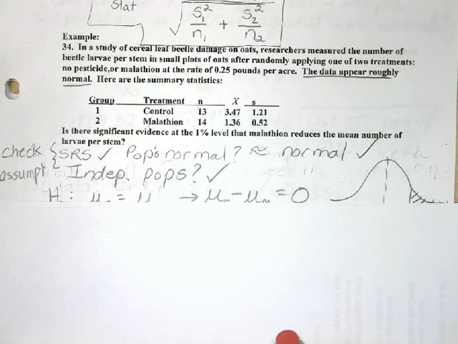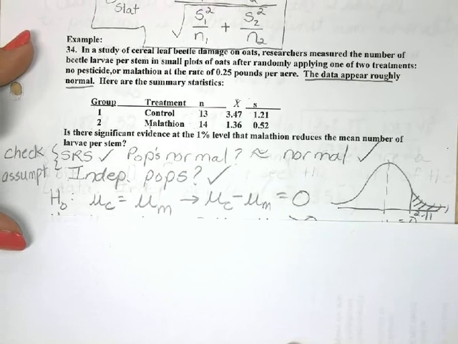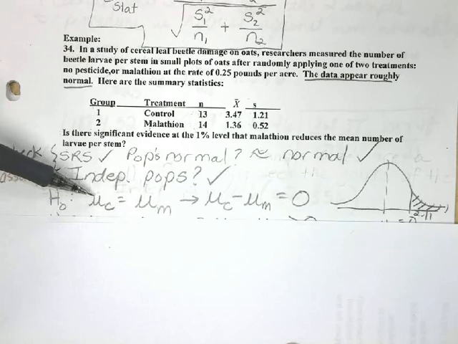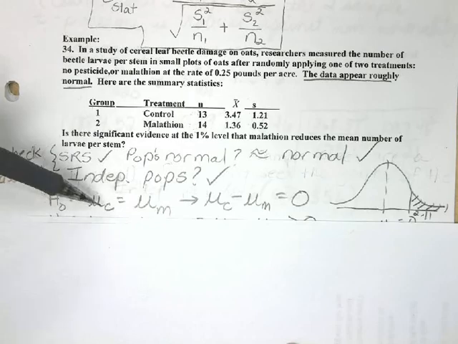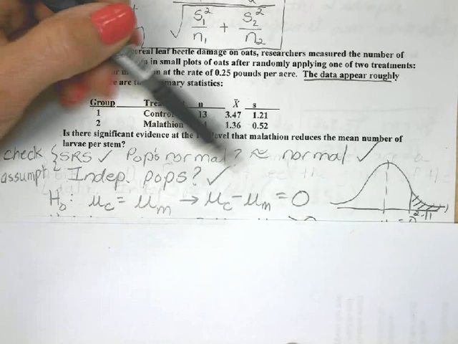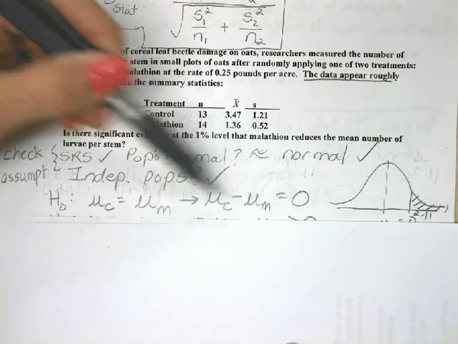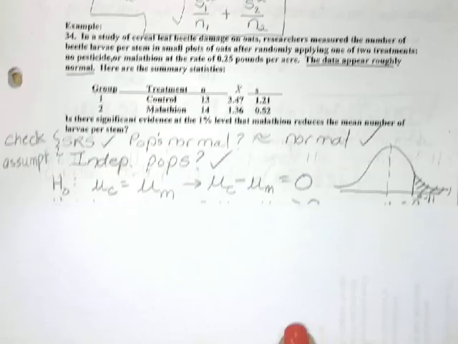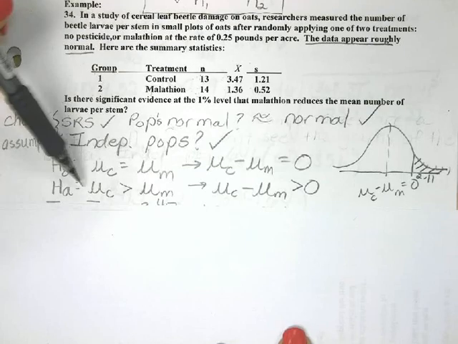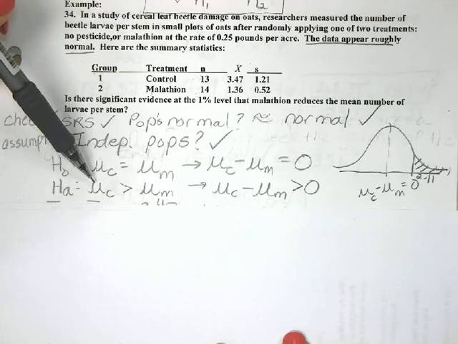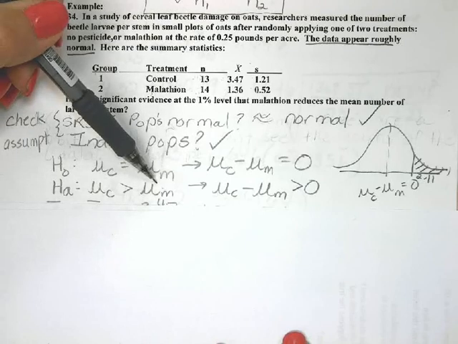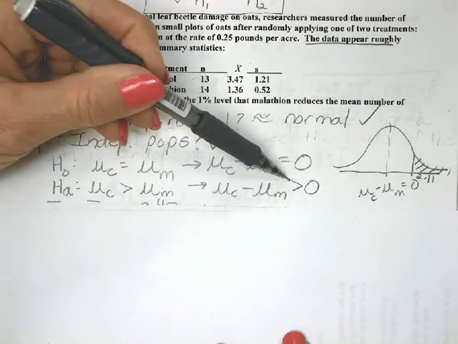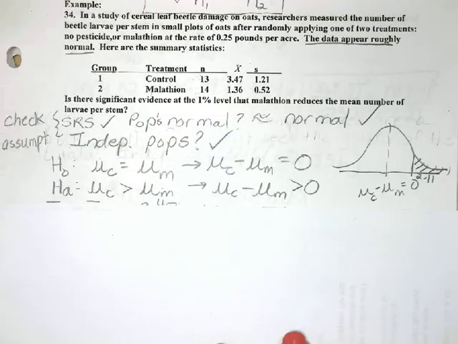So we're going to start out, and we're going to assume that the number of larvae for the control group and the malathion group are going to be exactly the same. In other words, their means should be equal, which means that the difference between these two should equal 0. Alternately, the control group we think will have more larvae bites on it than the malathion group. So the mean here should be higher than that mean, meaning that the difference between these two will be something positive. Okay, and so here's my picture.